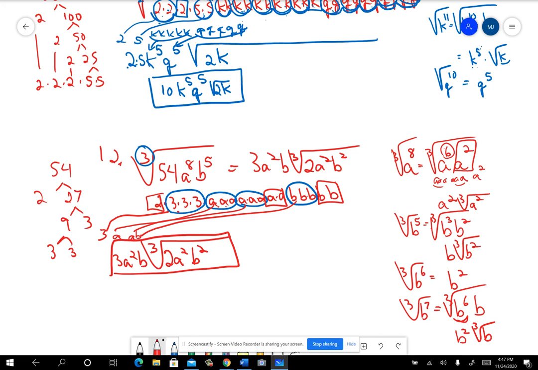The main thing I want you knowing is that if it's a cube root, you need groups of 3 for something to be a perfect cube, for it to be able to be brought out from under the radical, okay? And if you know that, you can figure them out pretty good.